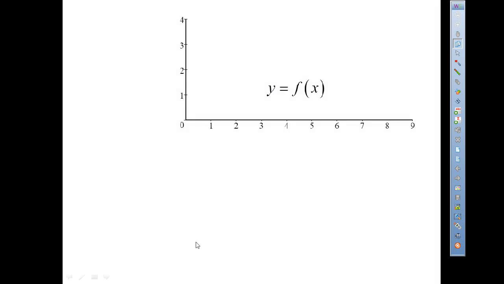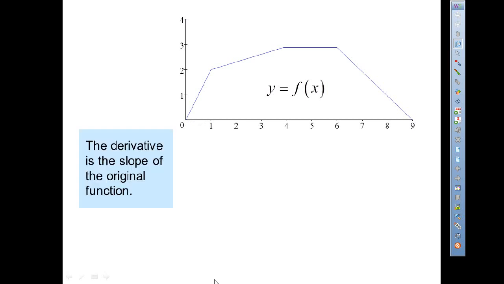All right, so let's look at this. We've got a function here, y equals f of x. And if we were to go through and try to draw the derivative graph of f of x, what we want to do is look at the intervals we're doing here and what the slope is over those intervals.